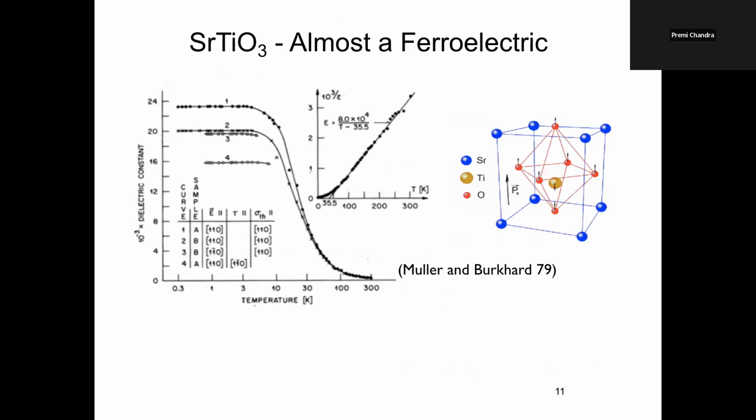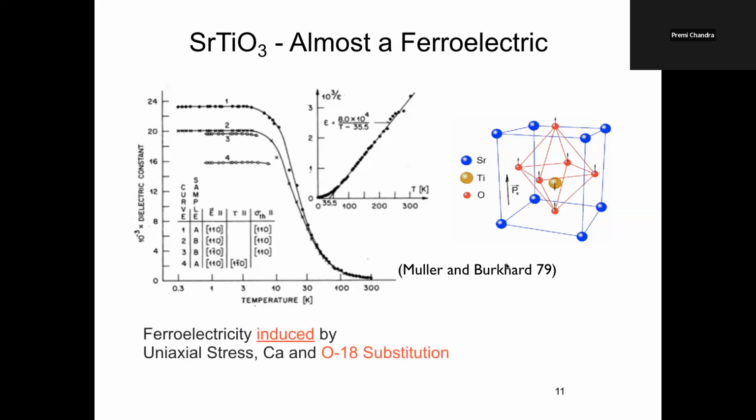the bad boy, or the bad girl, the bad person of the 60s and 70s was strontium titanate. It was sort of like the black sheep in the family because barium titanate was the poster child and strontium titanate was like the rebellious cousin, which is, of course, why I like this material. So strontium titanate is isovalent with barium titanate. It looks like it has a very similar structure. It looks like it's going to go ferroelectric. It has a cubic to tetragonal transition, but it never does. However, it was studied a lot by Muller and Burkhardt.